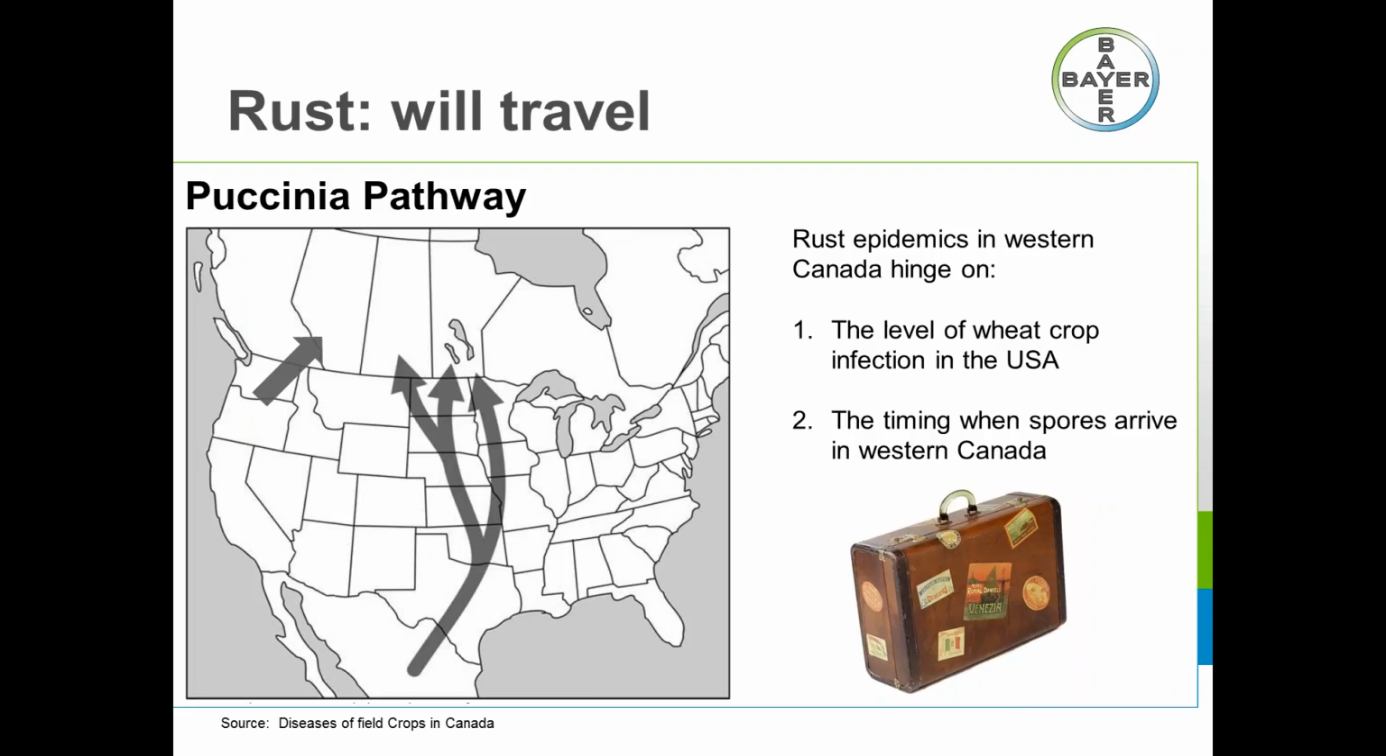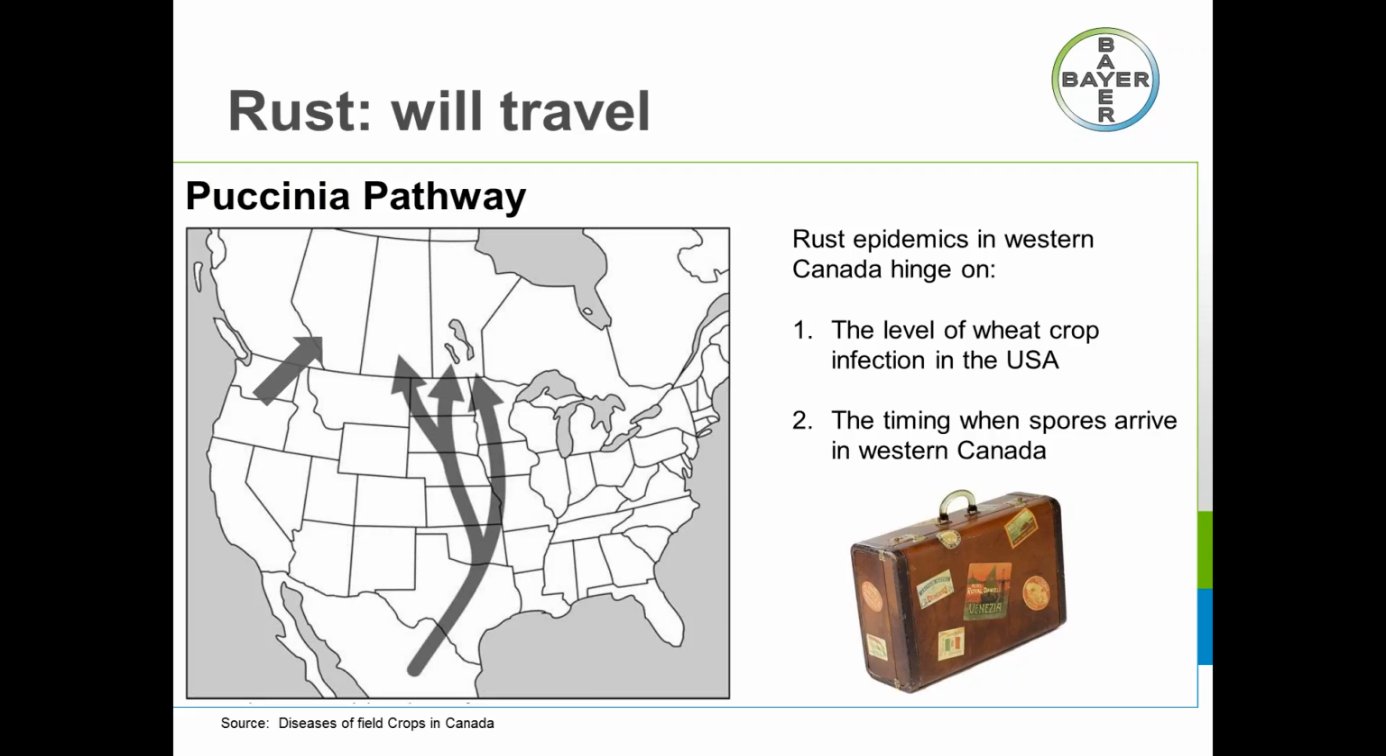So how does rust arrive in Western Canada? Rust epidemics in Western Canada, from a cereal standpoint, specifically wheat, hinge on the level of wheat crop that's infected with rust in the United States, as well as the timing of when the spores arrive in Western Canada. So South and Central USA is the major source of inoculum for the eastern prairies, for eastern Saskatchewan and Manitoba. And the Pacific Northwest is the key source of inoculum in the western prairies in southern Alberta.